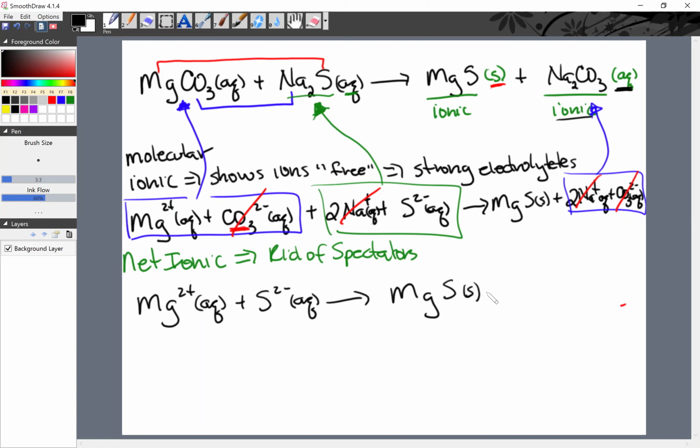All right, so we have our molecular, which shows everything. Our ionic shows us floating around as ions, and our net ionic tells us pretty much what's really happening. Okay, so that's how we do our molecular, our ionic, and our net ionic. That is completely different from saying, will it happen? Okay, those are two completely different questions.